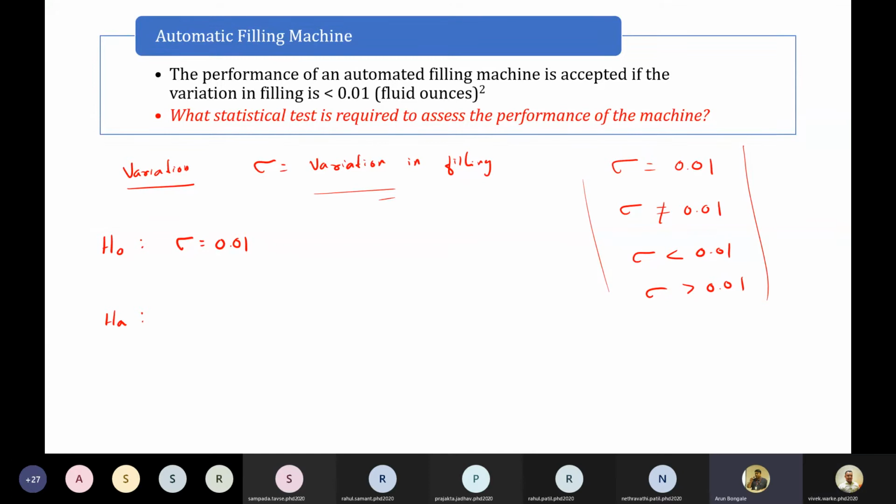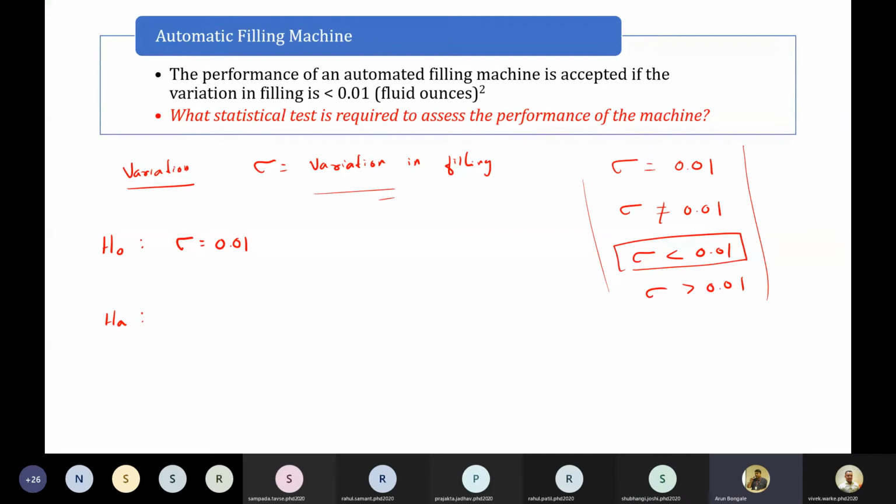If we carry out some test experimentally, we check the bottles filled, then we find out the average variation. And if the average variation sigma is 0.01, then we assume that it is accepted. What should be the alternate hypothesis now? Sigma less than 0.01.